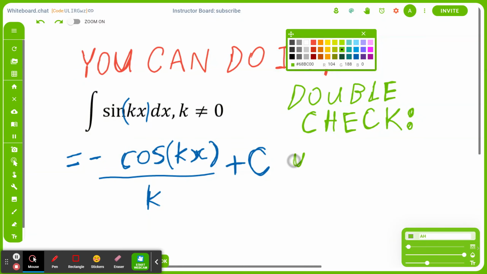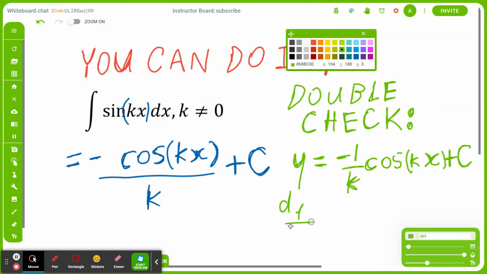So what I mean is this. If I let y equal to negative 1 divided by k, and you multiply this by cosine of kx plus c, and I take the derivative, I should get the question back. Let's find out. dy by dx equals to, and again, if you think about the constant, negative 1 over k, that is independent of the derivative, so you can leave it as is.